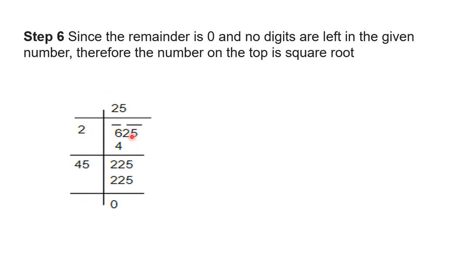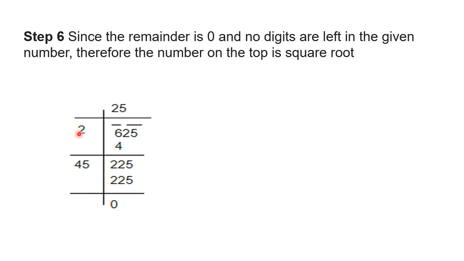Whatever the number is given, we place the bar from the right hand side, that is from the unit digit. Place the bar for every two digits. So make a pair of digits 2 and 5, and 6 will be alone. Now we have to choose a number which, multiplied by itself, gives 6. So is there any number? 1 into 1, 1 one is 1. 6 is greater than 1.